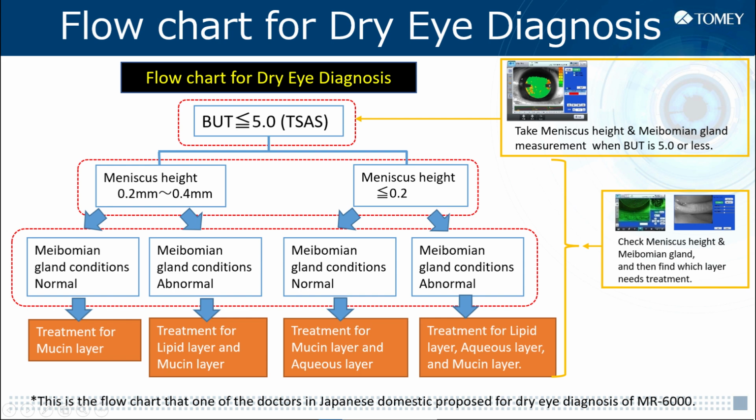When it comes to the order of measurement, it is said that it should be done in non-invasive order. So, of the 5 functions in the MR6000, it would be tear meniscus, hyperemia, and blink first, then T-SARS, and meibomian glands last.